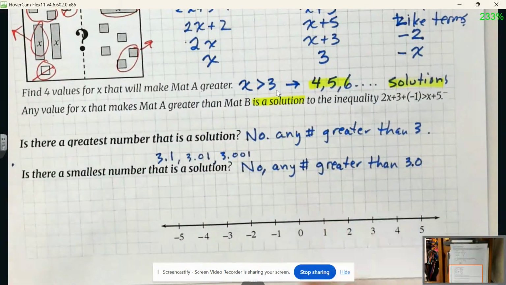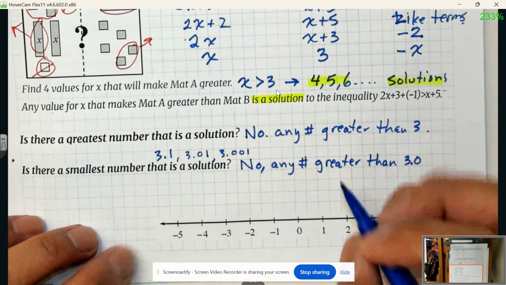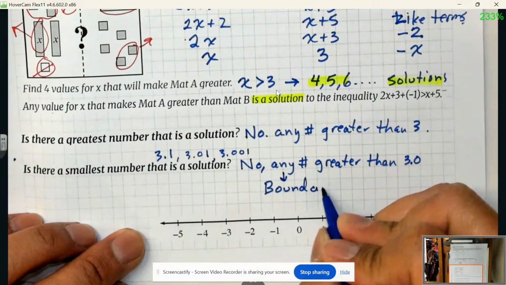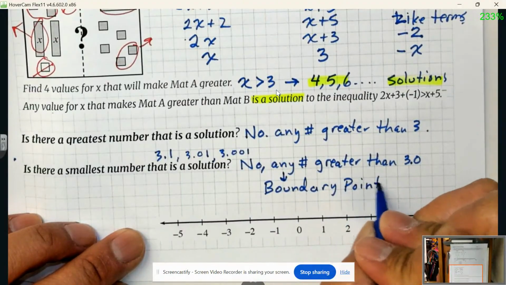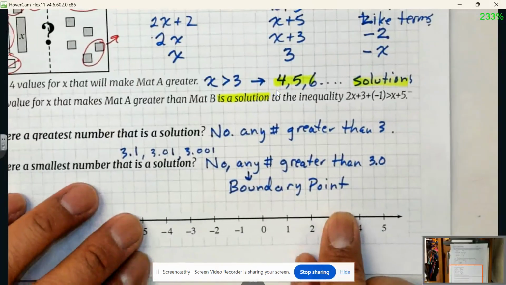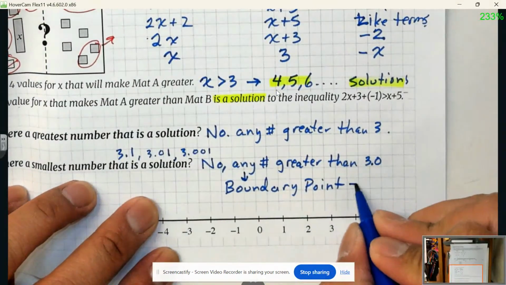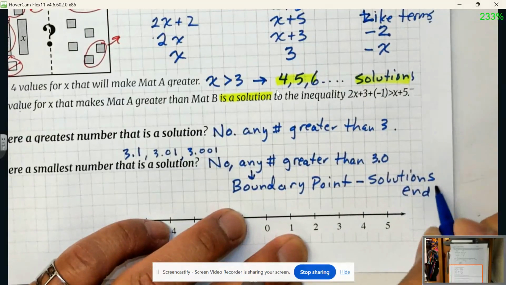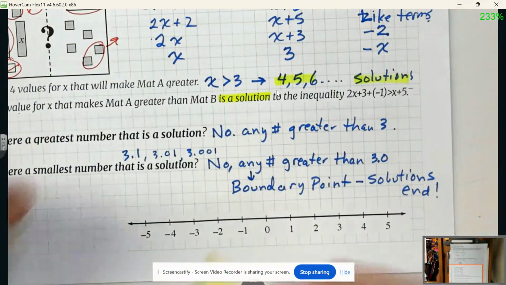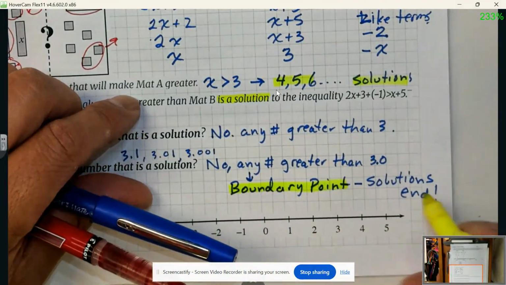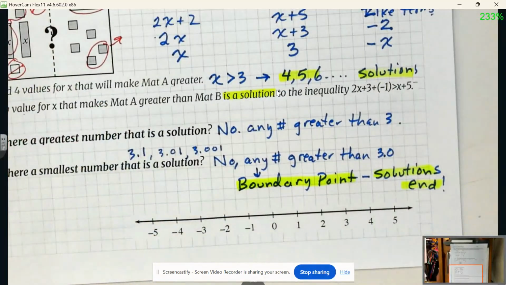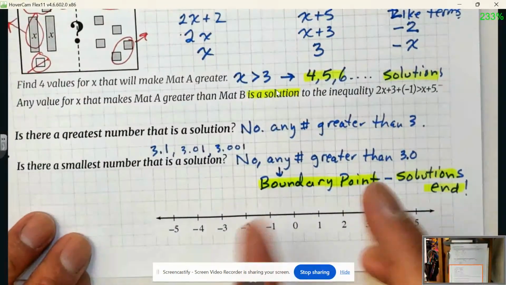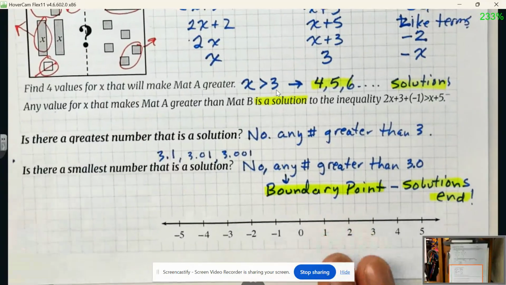Okay. Now that number that we're talking about is called the boundary point whenever we have an inequality. That's where the solutions end. Okay, so the boundary point is where the solutions end. All right, and we're going to highlight that part because boundary point is a very key part of this lesson. So the boundary point means, oh, it can't go any bigger than that, can't go any smaller than that. Okay, but we can keep going smaller at certain instances.